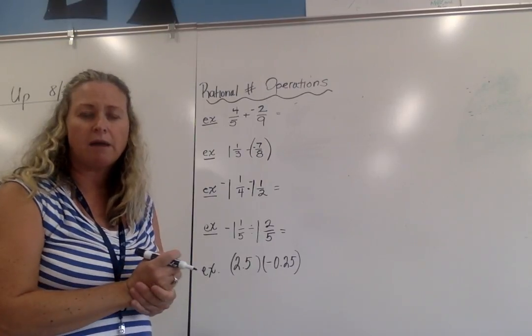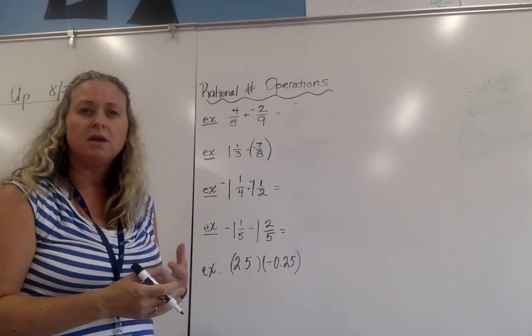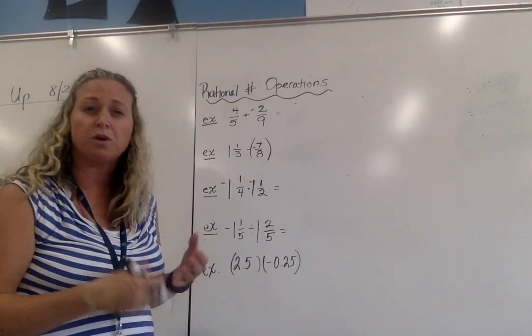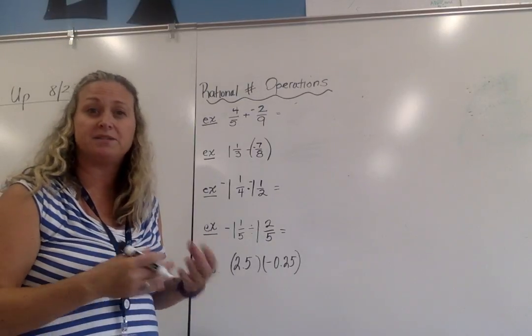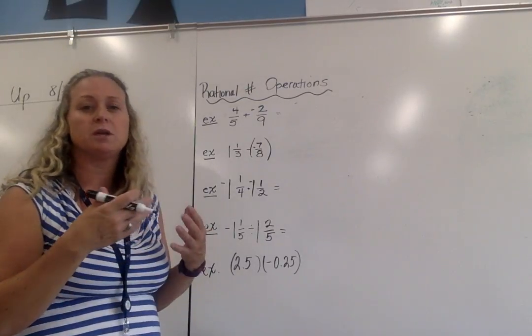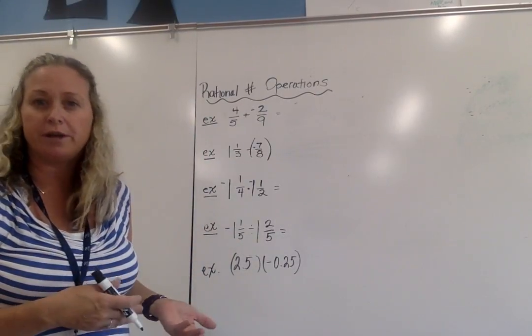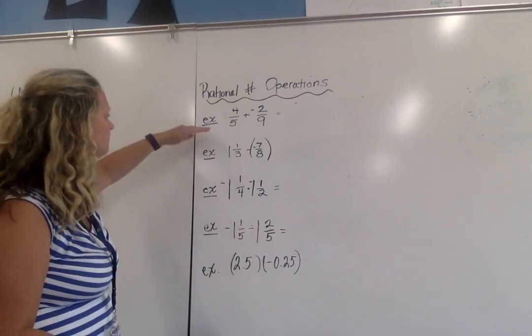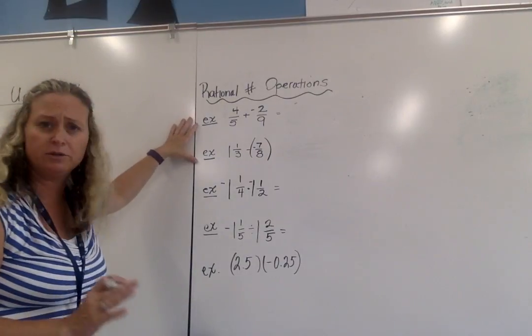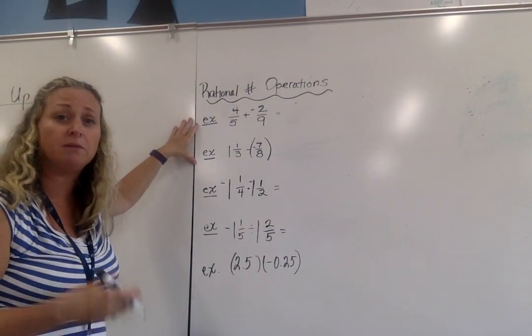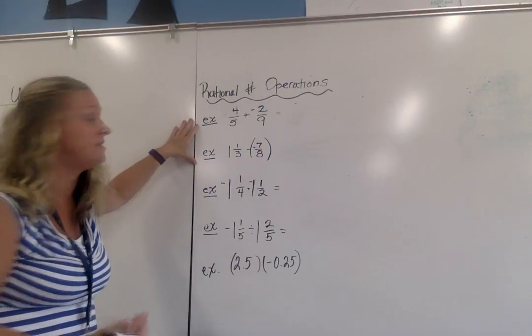Hi guys, we're going to talk about the operations when you have rational numbers. So we're going to add, subtract, multiply, and divide positive and negative fractions, decimals, using those rules of integers to apply them to what we already know about fractions and decimals. Whenever we're adding or subtracting, regardless if it's positive or negative, we're going to need common denominators.